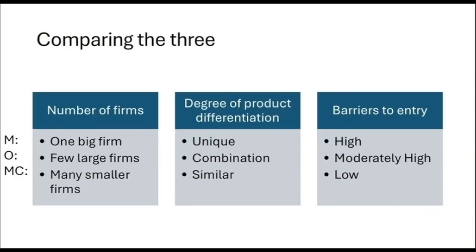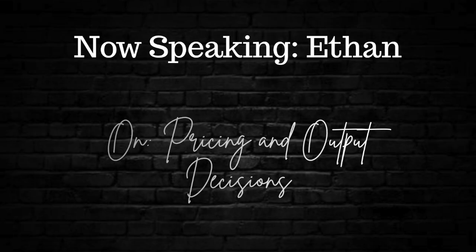Comparing the three, the biggest differences lie in the number of firms, the degree of product differentiation, and the barriers to entry. Monopoly has one firm and unique products. Oligopoly has a few dominant firms, and monopolistic competition has many firms selling slightly different versions of similar goods. Barriers to entry move from very high in monopoly to moderately high in oligopoly and low in monopolistic competition.